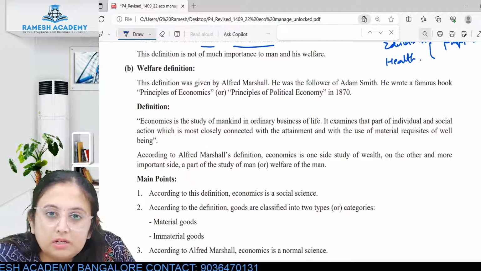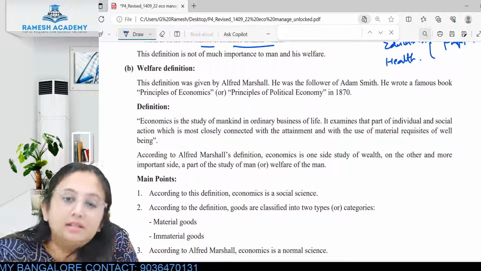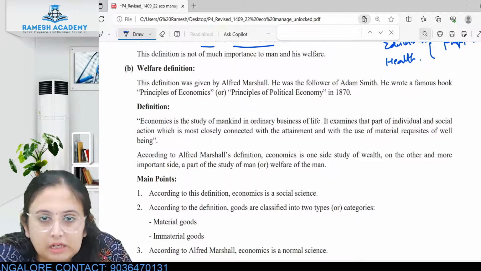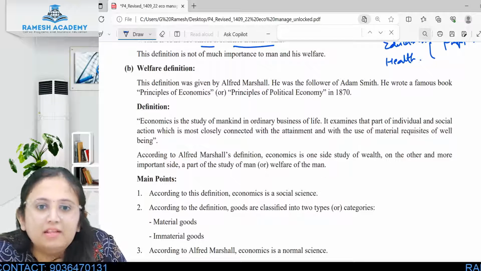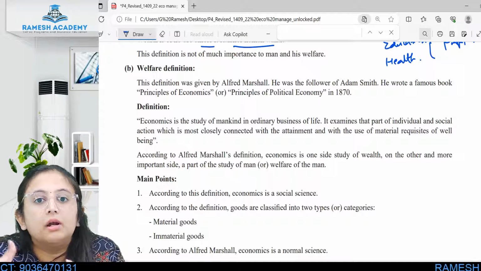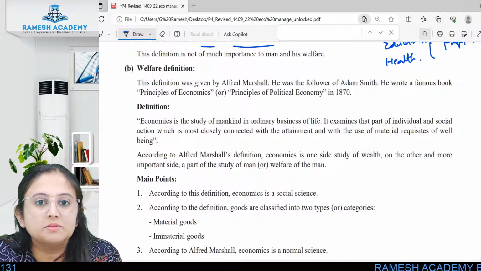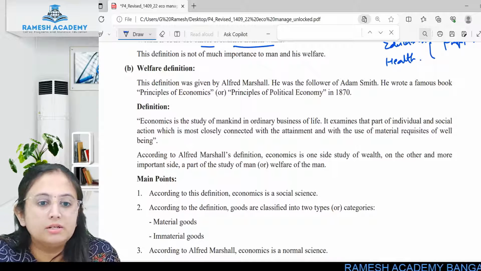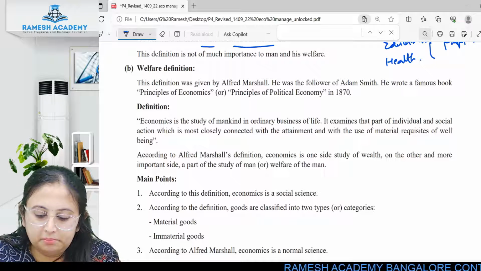So what definition has he given? He says economics is a study of mankind. See, understanding the human being itself is economics. Study of mankind in the ordinary business of life, in the normal course of life, you are understanding the man, his needs, you are understanding the society. That is economics, not just money. Okay, economics is a study of mankind in the ordinary business of life.